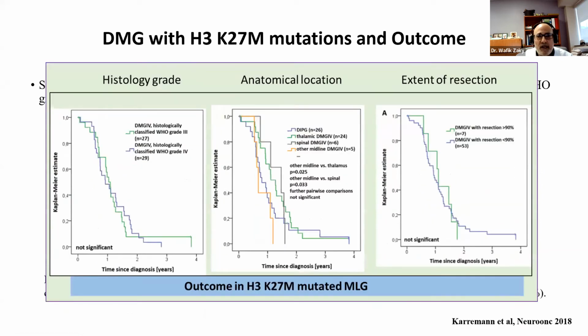They also looked at whether histological grade, like anaplastic versus grade 4, makes any difference in outcome, and there was none. Also, for different anatomical locations, there is no difference in outcome. And even for those who had partial resection in the thalamus versus biopsy in the brainstem, there was no difference in outcome. So that's why, with this tumor, surgery doesn't play a role, and histology and location are insignificant for outcome.